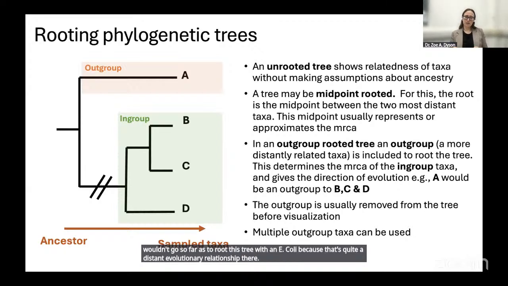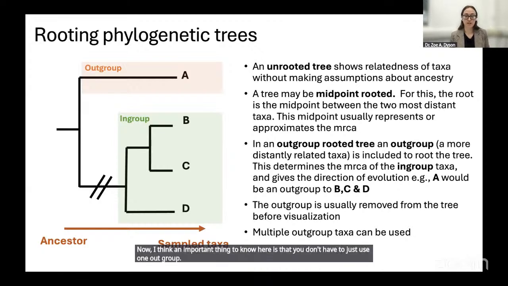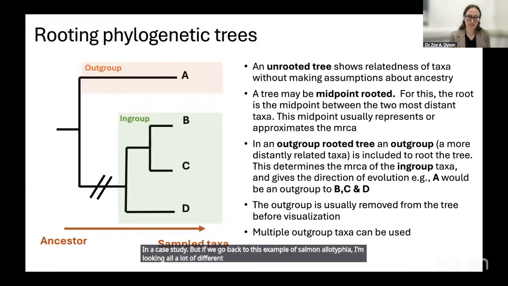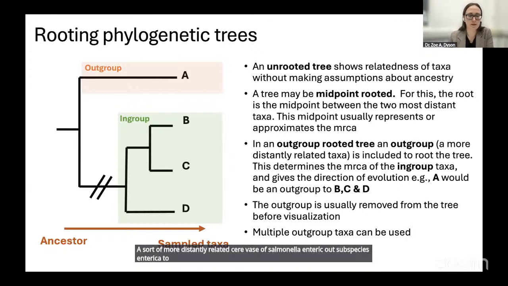Now, I think an important thing to know here is that you don't have to just use one outgroup. For example, you can choose to use a selection of different outgroups, and I'll show you an example where we've done that in a case study. But if we go back to this example of Salmonella typhi, I'm looking at a lot of different genotypes or lineages. I could also use a paratyphi A, a typhi Miriam, and an Enteritidis as sort of more distantly related serovars of Salmonella enterica, subspecies enterica, to provide that reference point for the evolution shown in the tree.